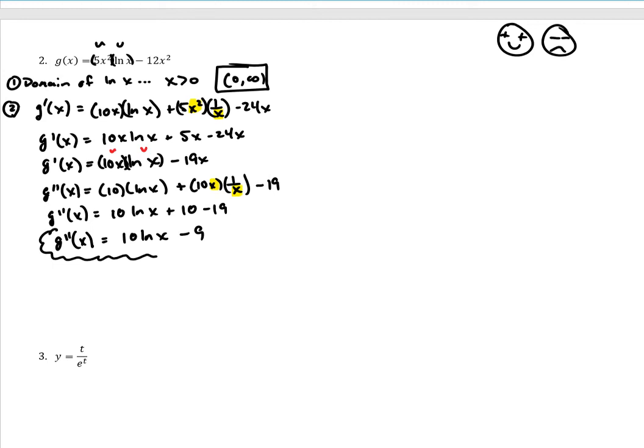Okay, so this is our second derivative. So I'm going to cloud it. There we go, our second derivative. Okay, so that was the long step there.